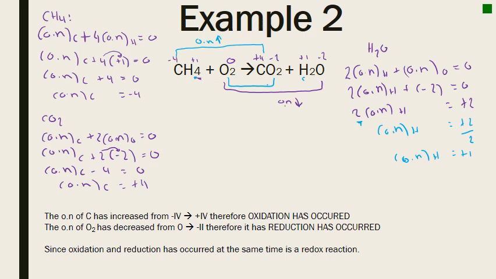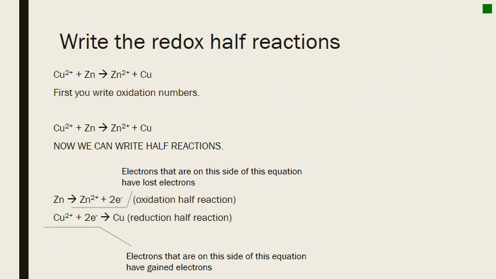Okay, so the oxidation number decreased. So here also we have a redox reaction. This is because the oxidation number of carbon went from -4 to +4, therefore oxidation has occurred. The oxidation number of oxygen went from 0 to -2, therefore reduction has occurred, and since oxidation and reduction have happened at the same time, this is a redox reaction. We then learnt how to write redox reactions.